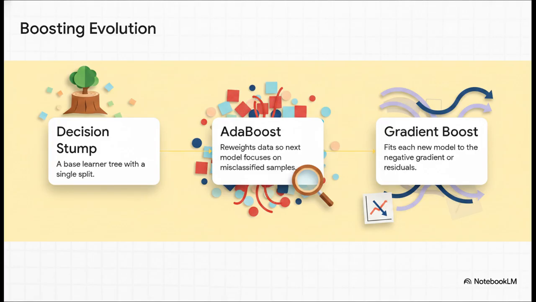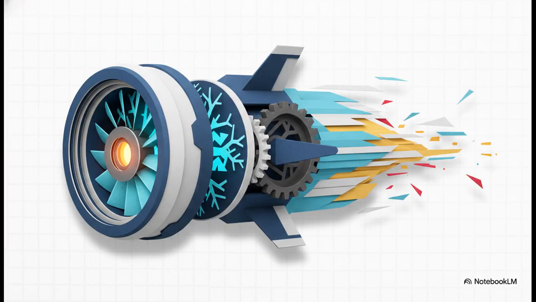Instead of just changing sample weights, gradient boosting mathematically calculates the exact errors, the residuals, of the previous model, and then trains the new model to predict those exact errors. It literally fits the mistakes of its predecessor. Which brings us to the absolute ultimate Kaggle weapon, XGBoost, or extreme gradient boosting.